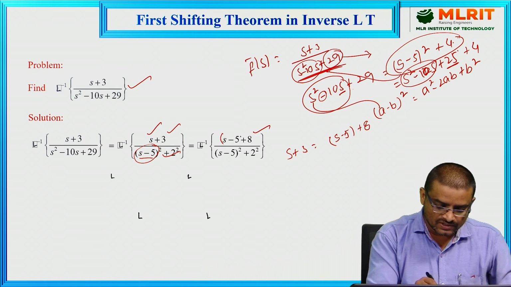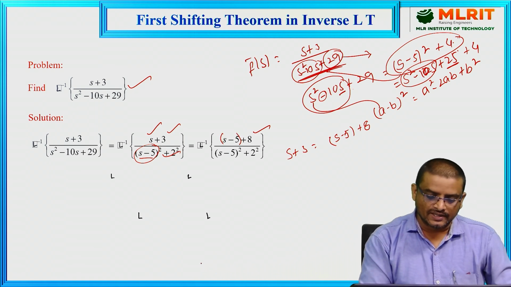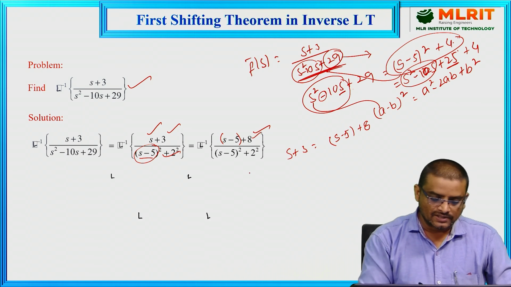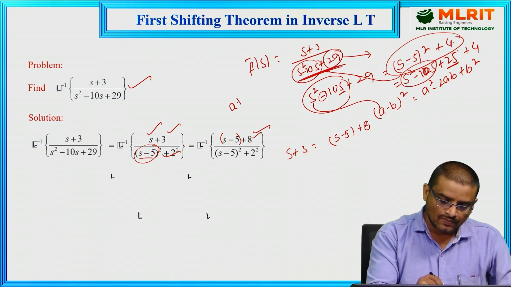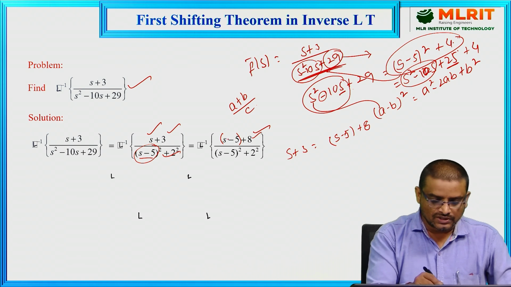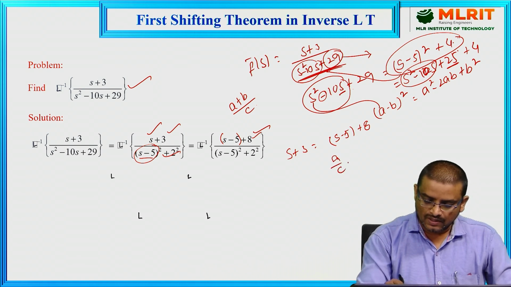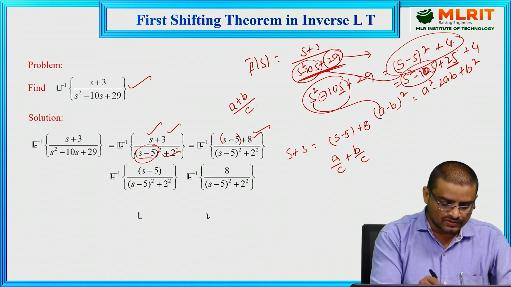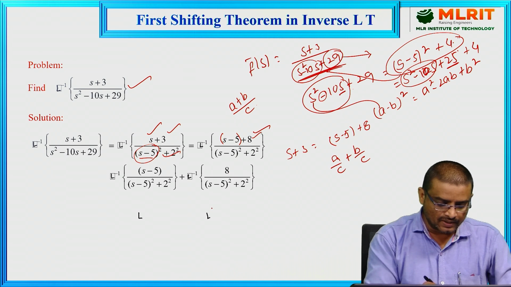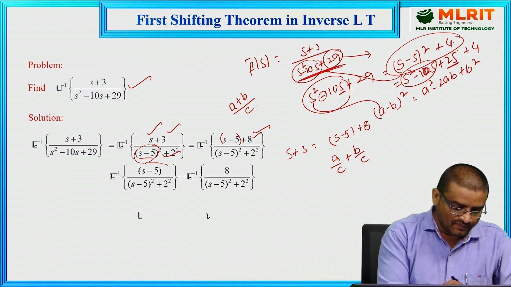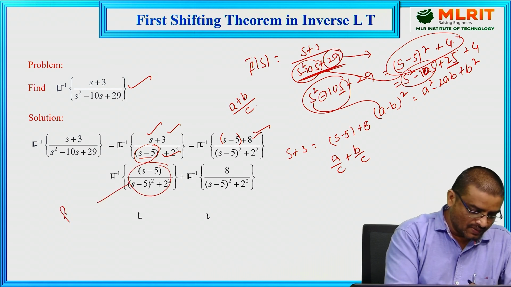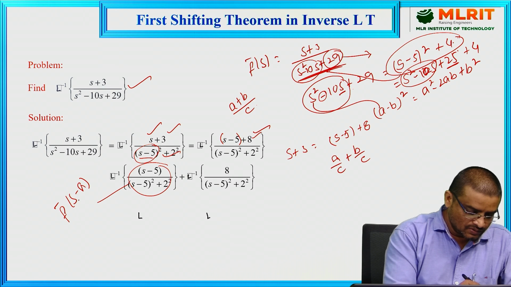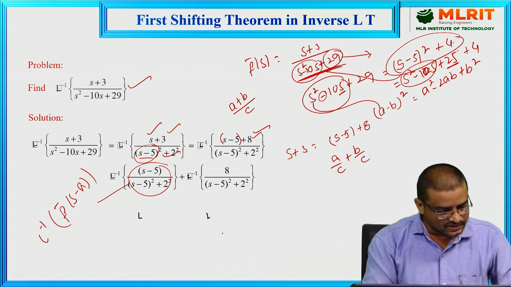Now for some time consider this s minus 5 as a single term and 8 as a single term. This is of the form (a plus b) by c, so this can be written as a by c plus b by c. Similarly you apply: first term by denominator plus second term by denominator. Since this entire function is in the form of f bar of s minus a, for this we apply the L inverse, and we have to take the help of the first shifting theorem.